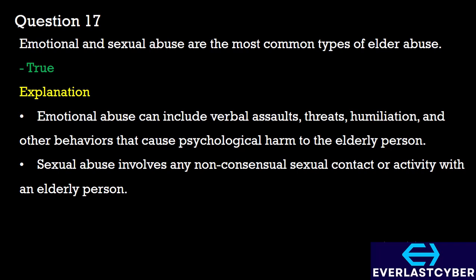Emotional abuse can include verbal assaults, threats, humiliation, and other behaviors that cause psychological harm to the elderly person. Sexual abuse involves any non-consensual sexual contact or activity with an elderly person. Elder abuse often goes underreported, especially emotional and sexual abuse, due to factors like the dependency on the abuser, fear, or cognitive impairments in the elderly. It is important to recognize and address all forms of elder abuse in order to ensure the well-being of vulnerable individuals.